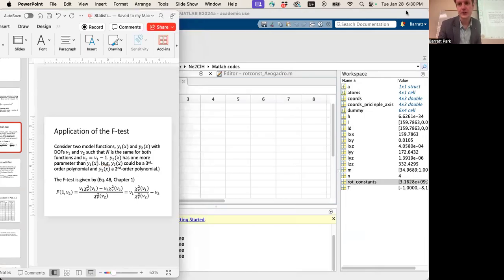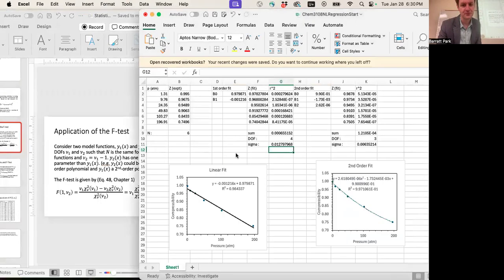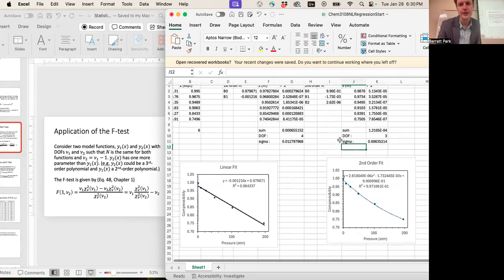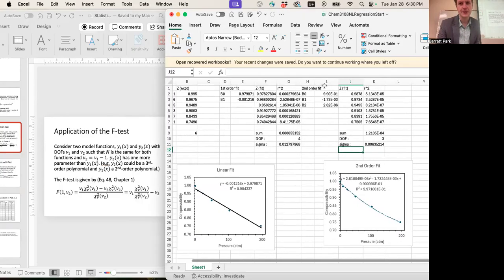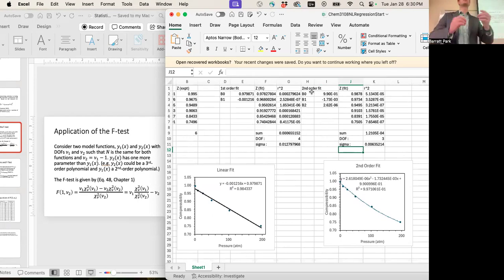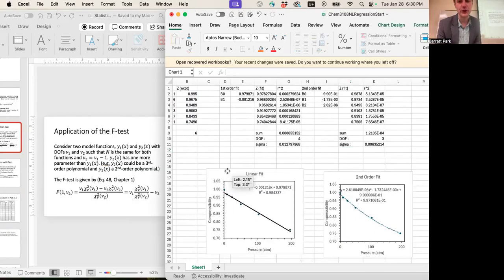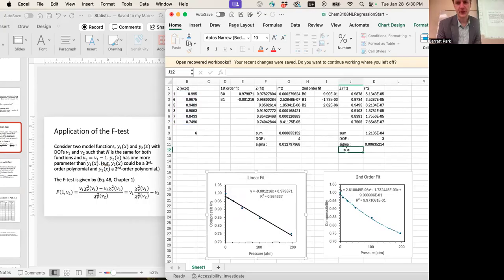Okay, I'm going to go back to my spreadsheet. And now we're going to calculate these F values that we need. Okay, so I think we have everything that we need. Okay, so over here, here's the second order fit. We're trying to decide, is the second order fit statistically better than the first order fit? So we're going to do an F test comparing the first order and the second order fit. So I'll put that down here.